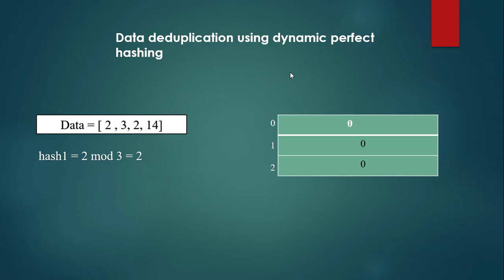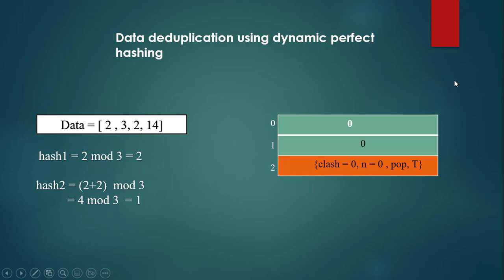Now we will see an example of data deduplication using dynamic perfect hashing. Here we have 4 data: 2, 3, 2, 14. We have a primary level hash function hash1. For the primary level hashing, we get the index number to place our data. Then on that position we are creating a set of 4 elements.